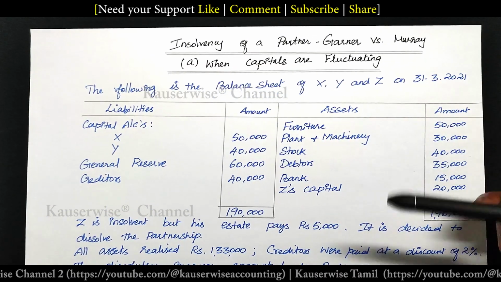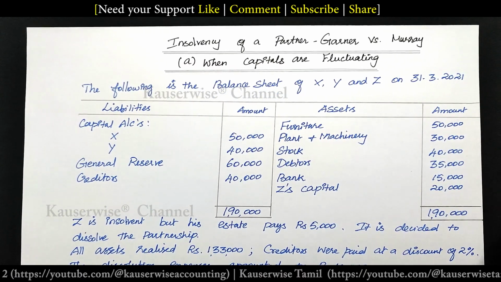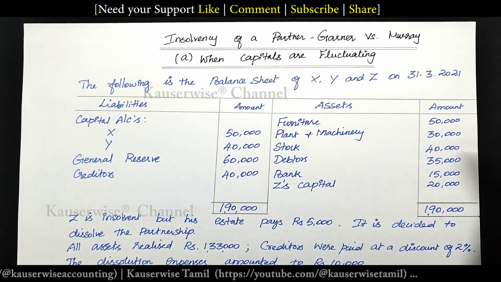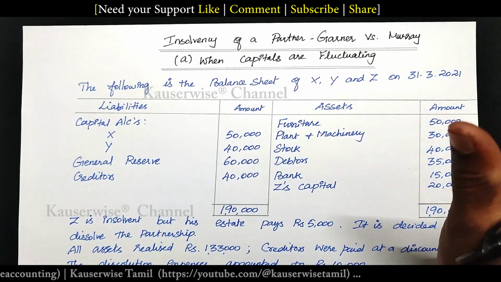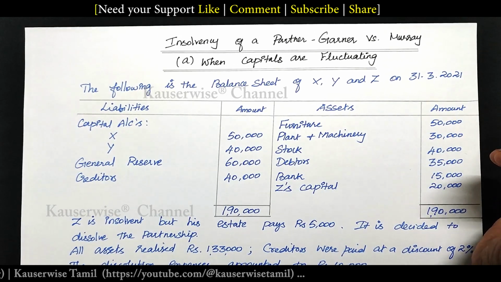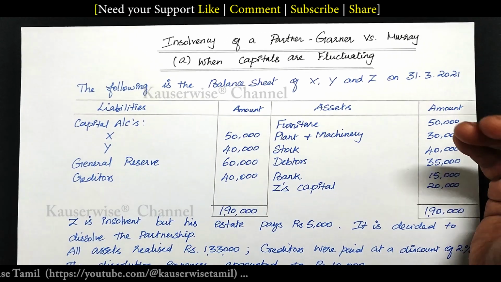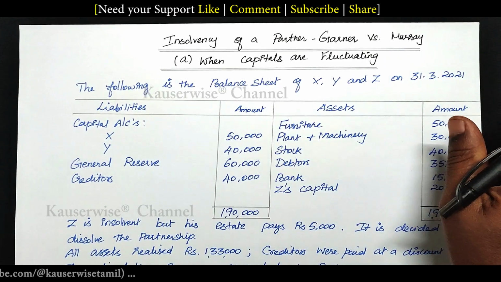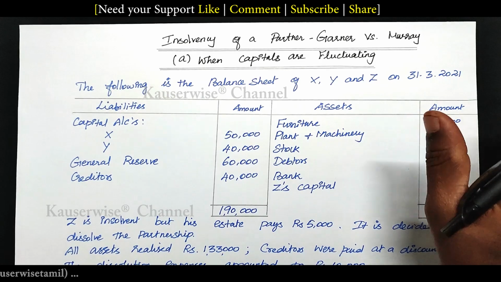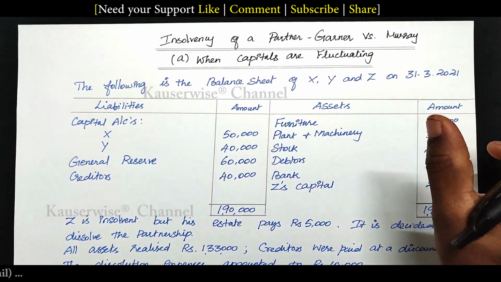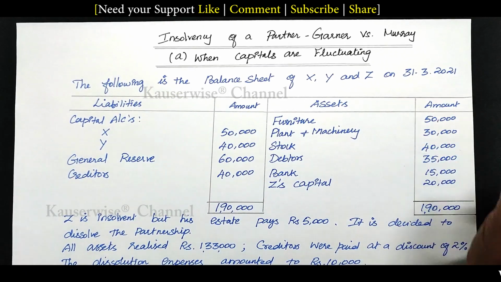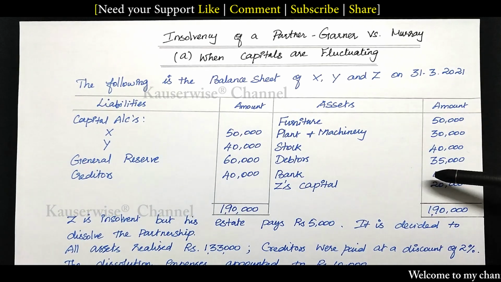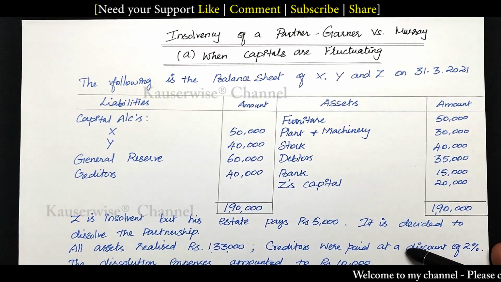See, in the previous video we have seen when capitals are fixed. According to the fixed method, the partners need to prepare a separate ledger, that is, partners' current account is required. But here under the fluctuating method, you need not prepare partners' current account. Instead, you have to incorporate all those items under the capital account itself. I will tell you other differences along with the solution. Now let's see the solution.